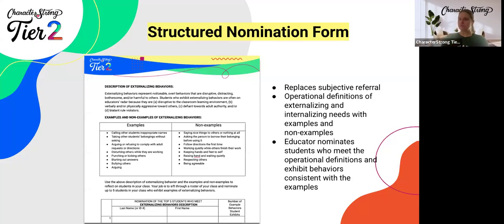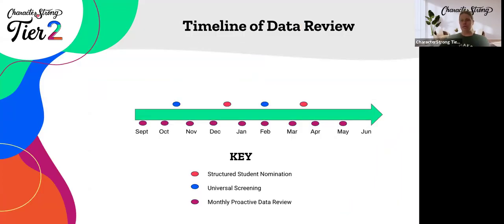So when we have all these different sources of data, we have to decide, when do we actually look at this? When do we use this data to make decisions? This is just an example of a year-long data timeline. Typically, when we use a screener, we only do that 2 to 3 times per year. And what we like to say is that students don't wait to have a need until we screen them. The student doesn't say, oh, tomorrow is screening day, or tomorrow we're doing SABERS, so all of a sudden I'm going to have a need. And so those 2 to 3 times a year are very spread out.